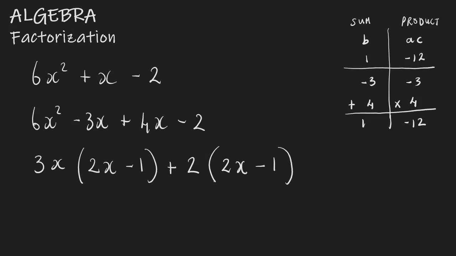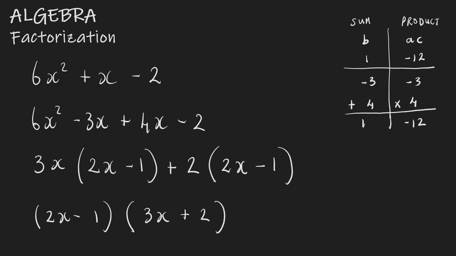I notice that 2x minus 1 is common in both my first and second terms. Well, I can factor out 2x minus 1 and follow the steps of factorization here. So, what can I multiply by 2x minus 1 to give me 3x times 2x minus 1? Or 2x minus 1 into 3x times 2x minus 1? The answer is 3x. What can I multiply by 2x minus 1 to give me 2 times 2x minus 1? Or 2x minus 1 into 2 times 2x minus 1? The answer is positive 2.